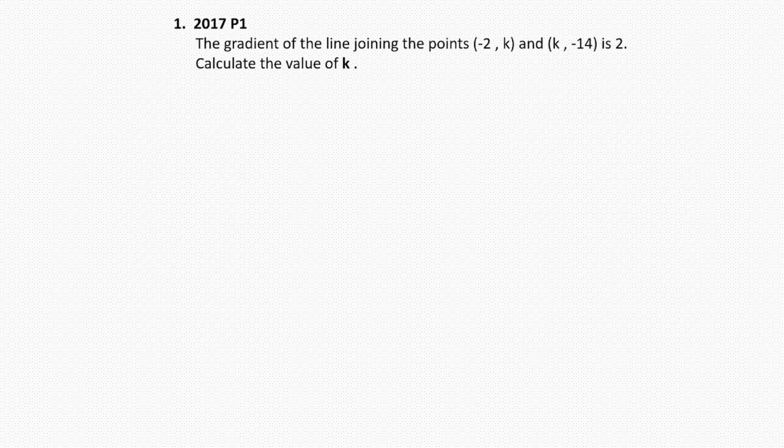So question number 1 is from 2017 Mathematics Paper 1 Internal. The gradient of the line joining the points -2, k and k, -14 is 2. Calculate the value of k. Okay, so it's best practice to just analyze the data so that it's easy for you to solve the question. So m is 2, then x1 is -2, y1 is k, x2 is k, and then y2 is -14.